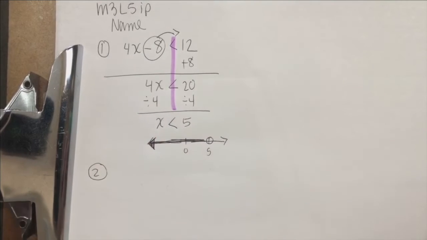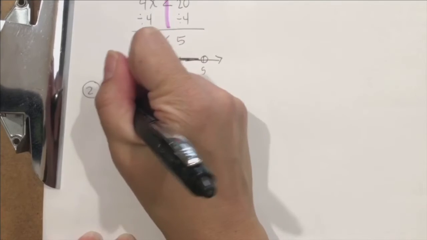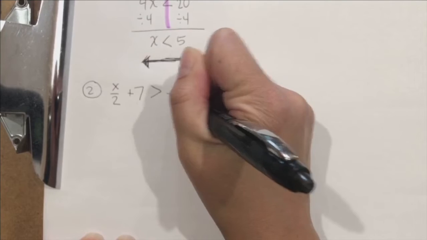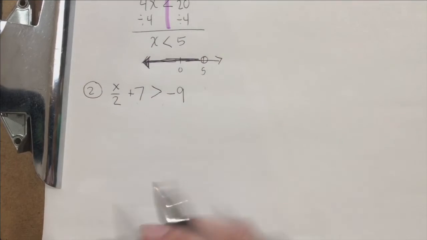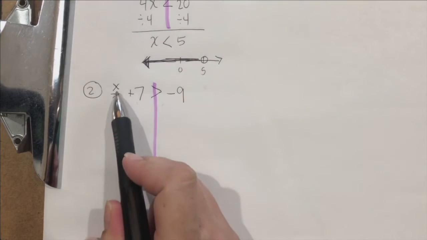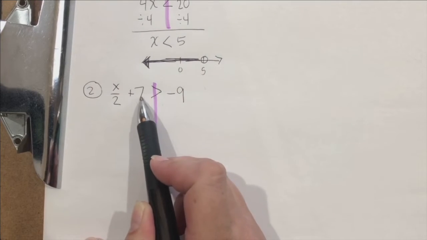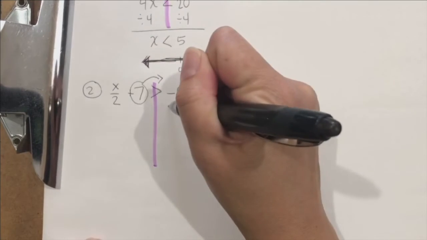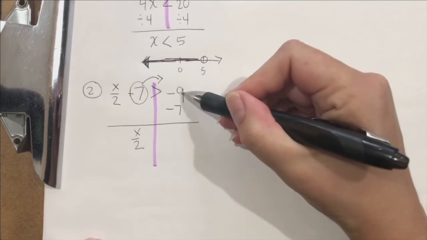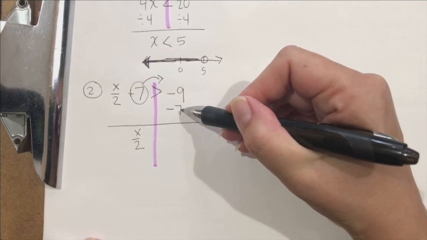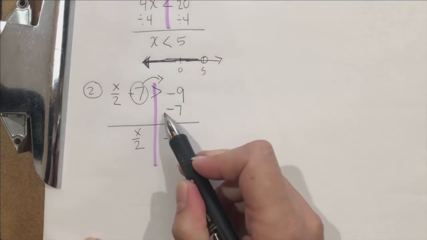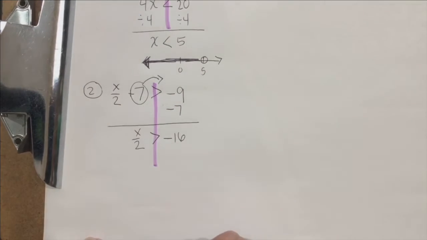Great, number 2. X divided by 2 plus 7 is greater than negative 9. So let's divide our number sentence here. We're going to try to get the x by itself. So let's flip this 7 to the other side, and we'll have a negative 7 on that side now. So x over 2. And if I have negative 9 and negative 7, that means I have a total of negative 16. I didn't divide or multiply by any negatives, so this stays the same direction.